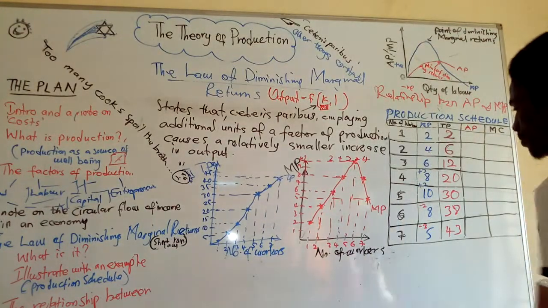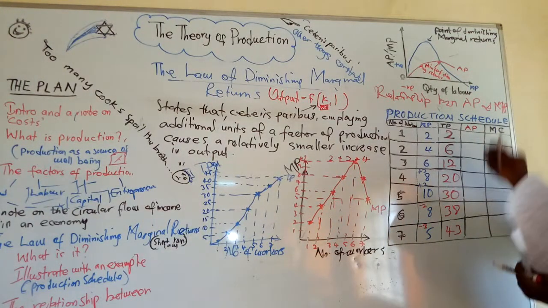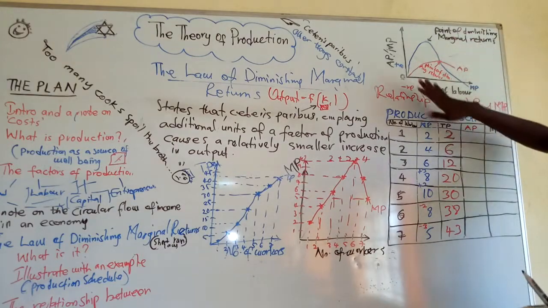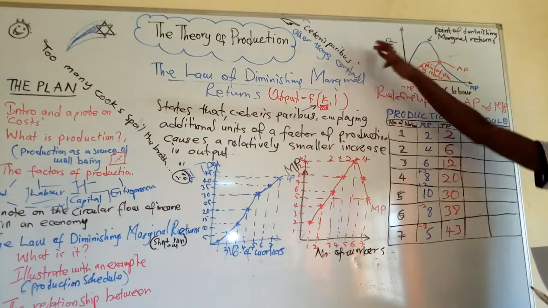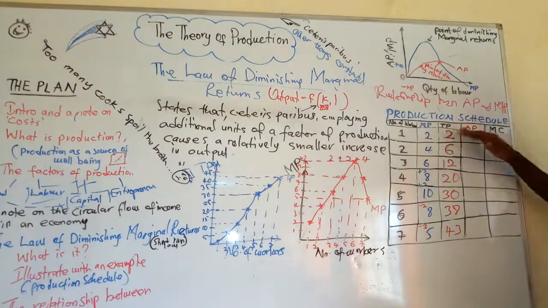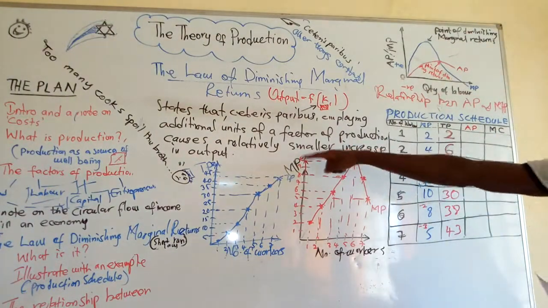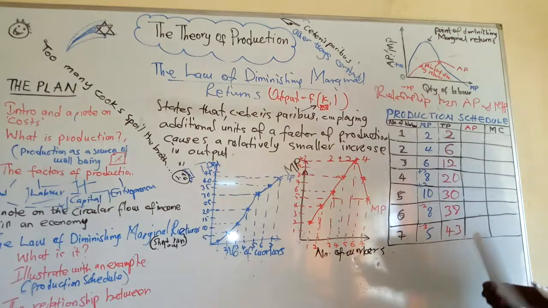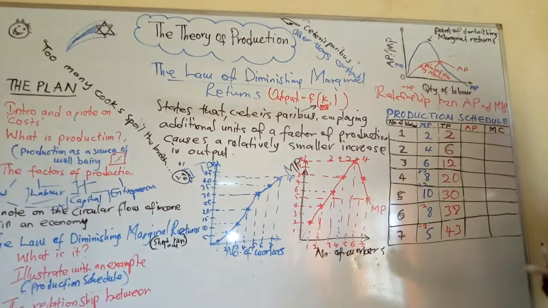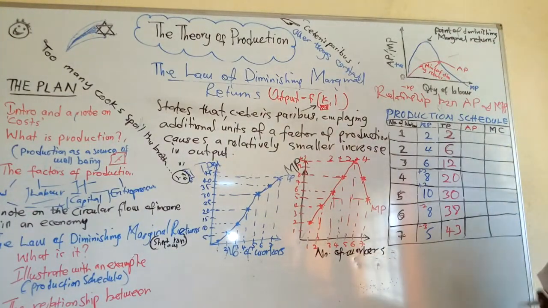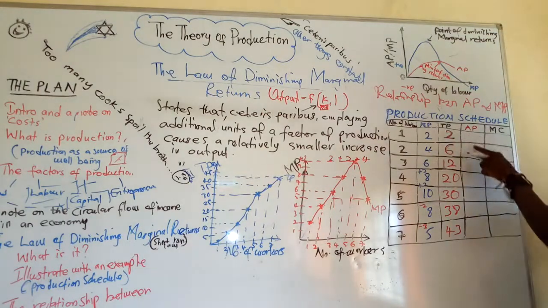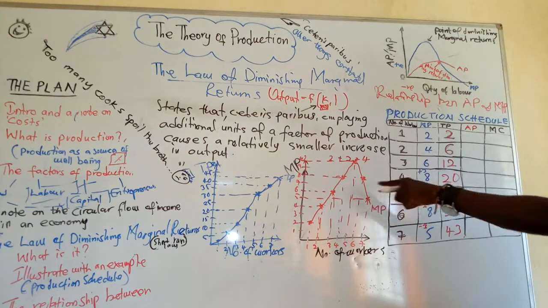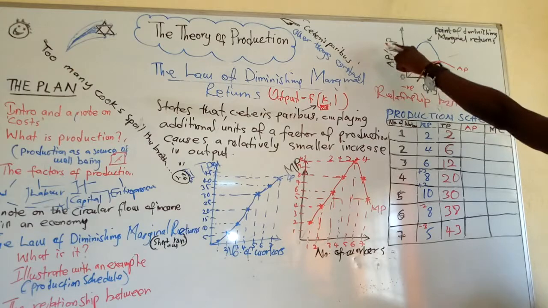Now, let's see quickly, because the relationship between average product and marginal product is really, really important. Average product is just total product divided by the number of people we are hiring. So that's the average product, the middle product that we can produce in an hour on average, roughly. Now let's see how average product behaves, because it has a good relationship with marginal product.